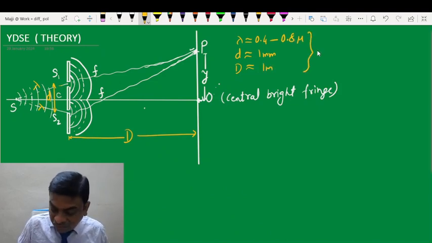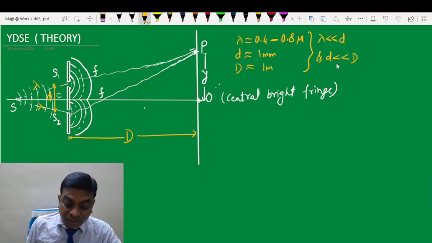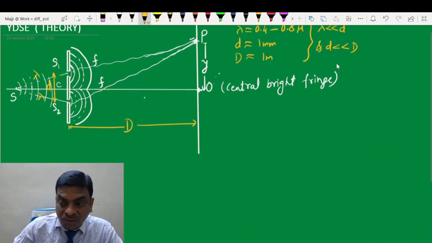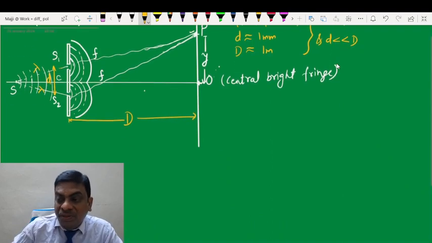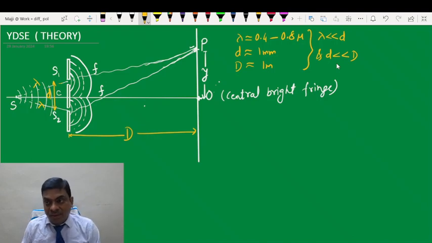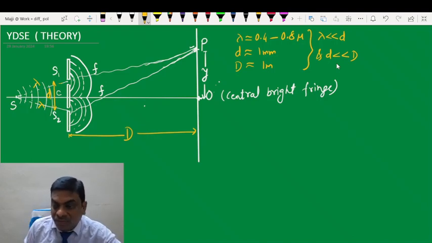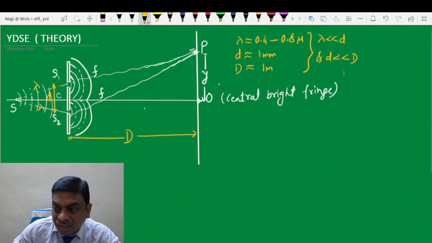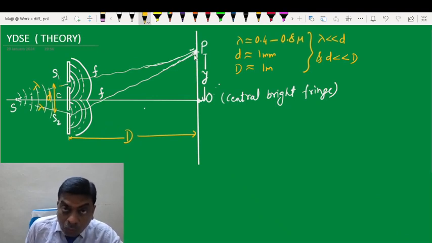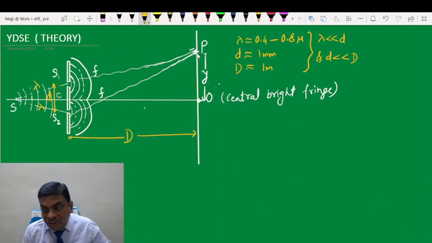So based on this, you can very clearly see that lambda is too small compared to small d. Similarly, small d is too small compared to capital D. These conditions are very, very important, students. You have to realize, otherwise perhaps we may not be able to get the interference pattern. Okay, so for successful observation of the interference pattern, these conditions are necessary. Right. So now here our aim is to know the nature of this point P, whether it is bright or dark or whatever it is. In fact, we'll be locating the positions of dark and bright fringes.